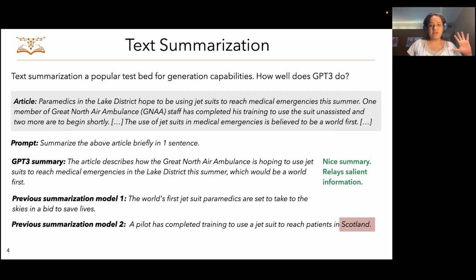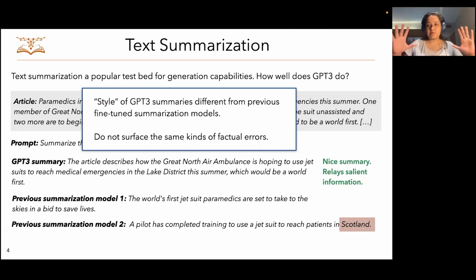Okay, so the two points I wanted to make here with these examples are, first, the style of GPT-3 summaries is very different from the prior fine-tuned summarization models, and we need to compare against these models. Second, GPT-3 summaries also sometimes make errors, but they don't really make the same kind of factual errors as these previous summarization models. So how do we evaluate these summaries?